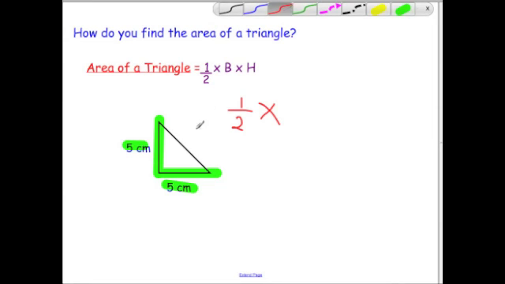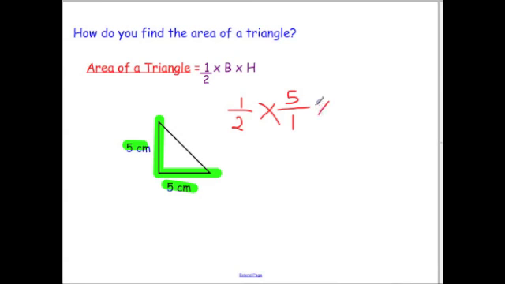So we'll come up here and we'll write 5 as our base, so times our base, which is 5. Now we know with our practice with our fractions that we place our whole numbers over 1, so 5 over 1, times our height, which is also 5. So we write that as 5 over 1. 1 times 5 is 5, times 5 is 25. And 2 times 1 is 2, times 1 still is 2.